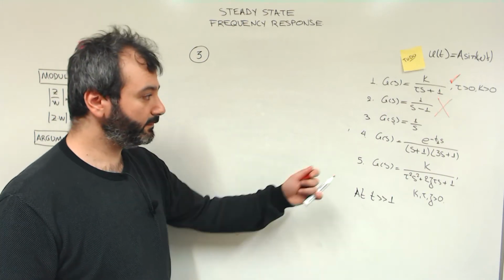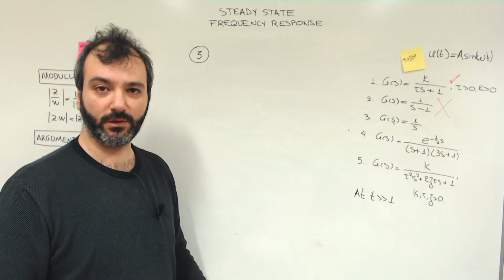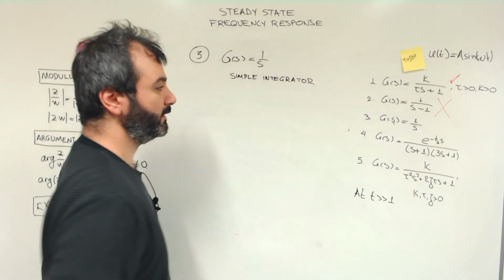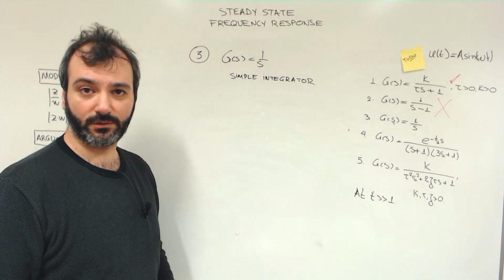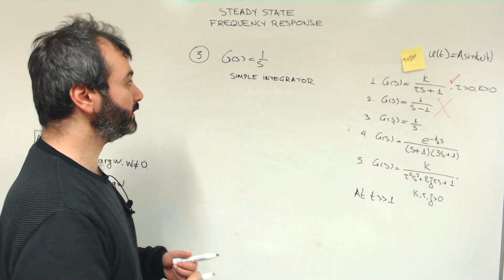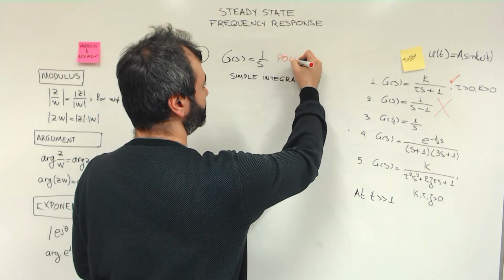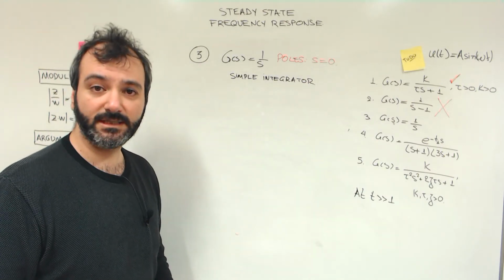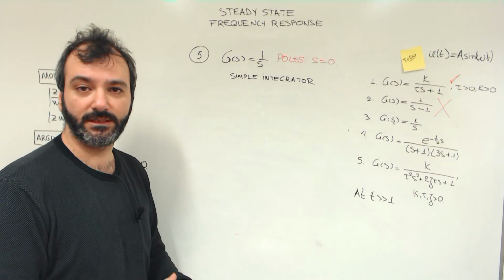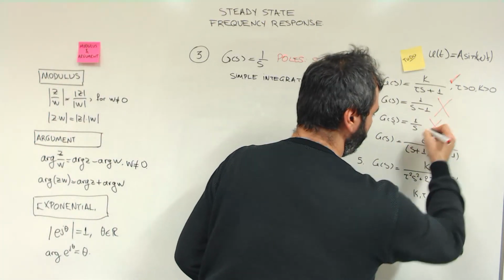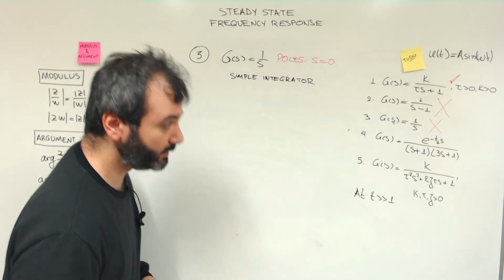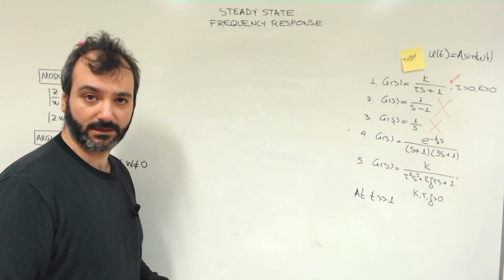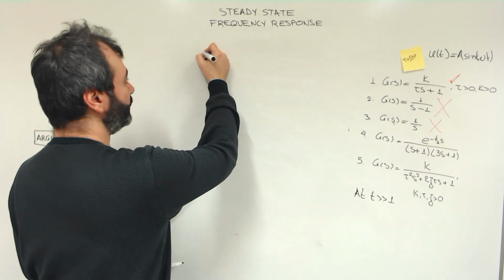Third example, very simple transfer function. G of s is 1 over s. This is known as a simple integrator. Can we apply the theorem? Let's see what are the poles of this transfer function. The pole is s equals 0. Is this BIBO-stable? No, it is not. So we cannot apply the theorem here either. So that's it. We can't apply it. If you want the frequency response, you have to take the inverse Laplace transform. Let's have a look at the fourth exercise.